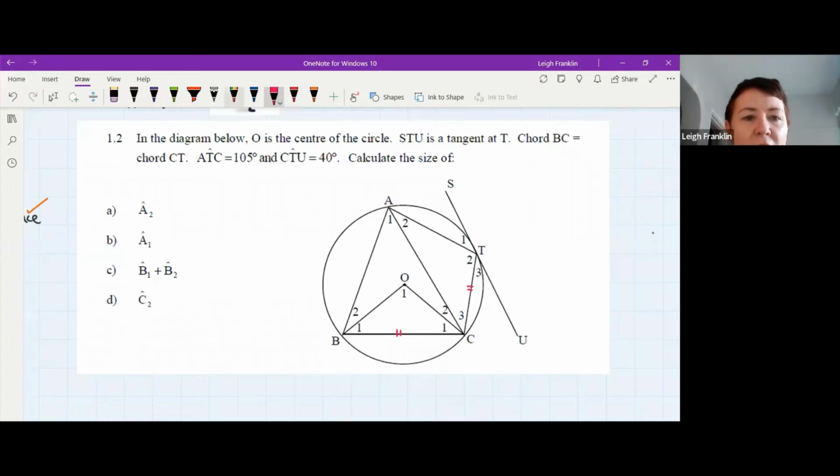ATC is 105, so that's this angle over here. That's ATC, also T2. And CTU, okay, so that's this angle here. Let's just use another color. It's 40. Okay, so I'm going to put that on there for you, and now you guys can go for it.